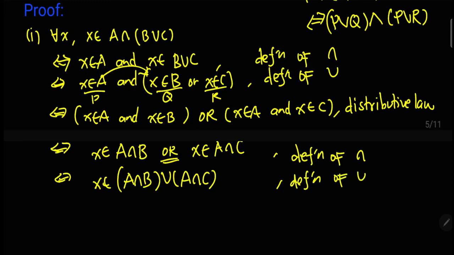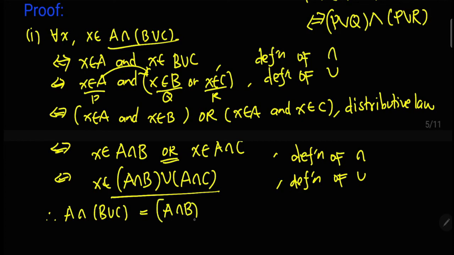union. So we start with the first set and then end up with the second set, meaning every element of the first set is in the second set and vice versa. So that means that the two sets are actually equal. So A intersection (B union C) is the same as (A intersection B) union (A intersection C). And we are done.